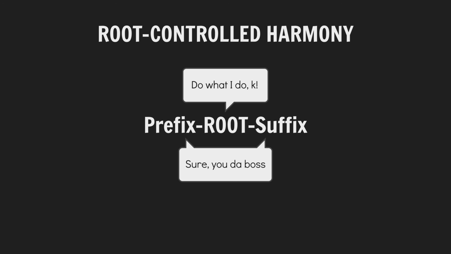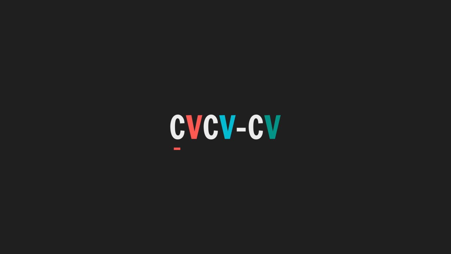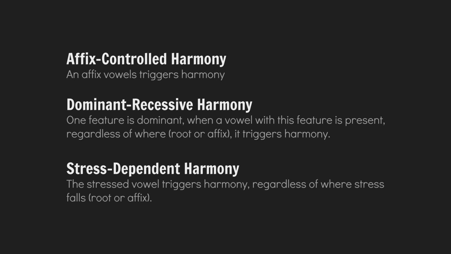The vast majority of the time, the harmony of a word will be dictated by the root, root-controlled harmony. In the case of progressive harmony, harmony that spreads rightward from the root to the suffixes, the leftmost root vowel will trigger the harmony. In the case of regressive harmony, harmony that spreads from roots to prefixes, the rightmost root vowel will trigger the harmony. Although, like before, there are exceptions.